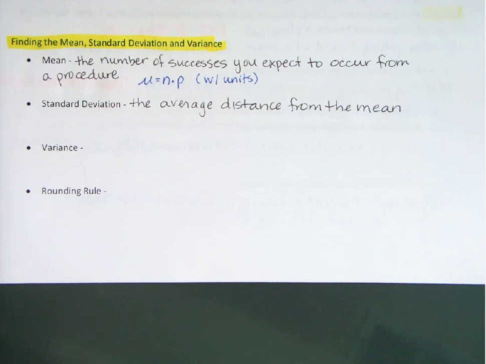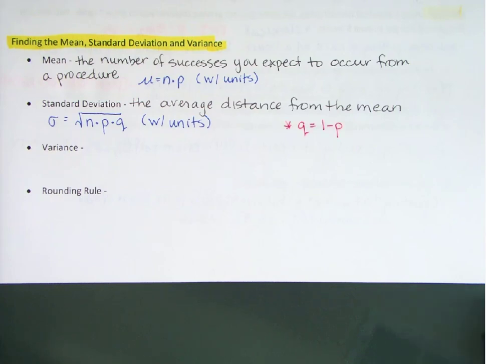The standard deviation is defined by the average distance from the mean. Again, working with a population, that would mean standard deviation is denoted by sigma, and this is the square root of the product n times p times q. We will always again use units when working with standard deviation. Remember that since you are only allowed to have the probability of success or the probability of failure as your two options, to find q, you will simply subtract p from 1.